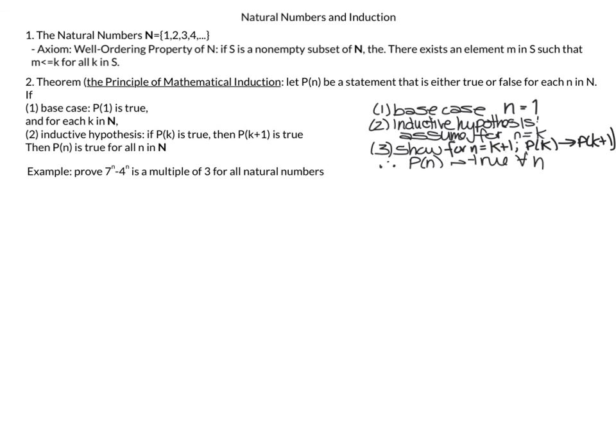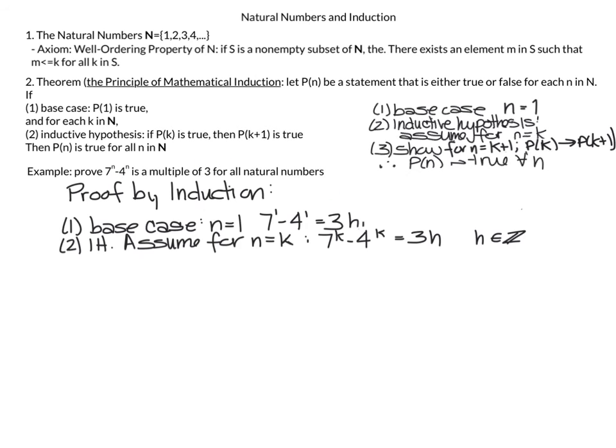Another good example is to prove 7 to the n minus 4 to the n is a multiple of 3 for all natural numbers. I have my base case where I show for n equals 1. I plug in 7 to the 1 minus 4 to the 1 is equal to 3 times h1, where h1 is equal to 1. In other words, h1 is just some integer, saying it's a multiple of 3. And then I'm going to use my inductive hypothesis, assume for n equals k. So I'm going to assume 7 to the k minus 4 to the k is equal to 3h, where h is an integer. In other words, this is a multiple of 3.